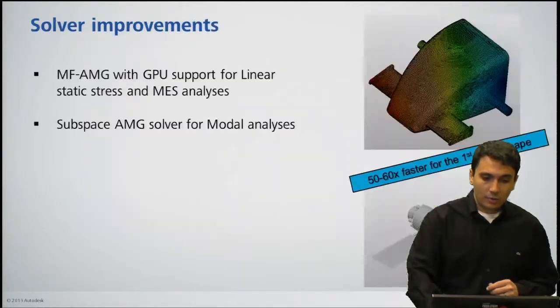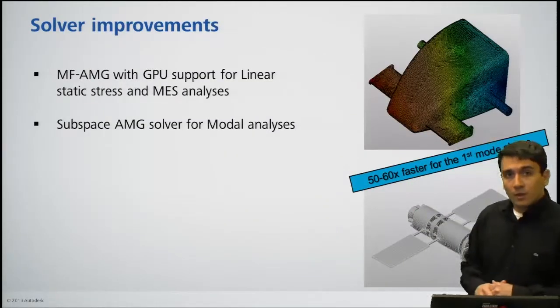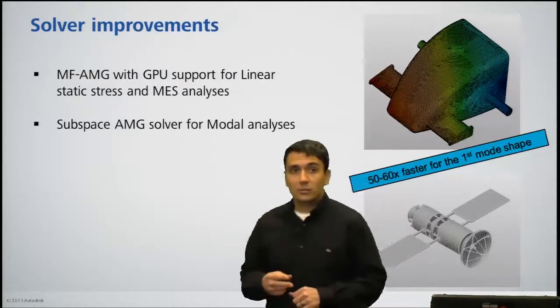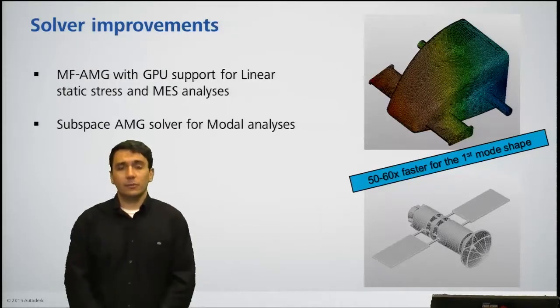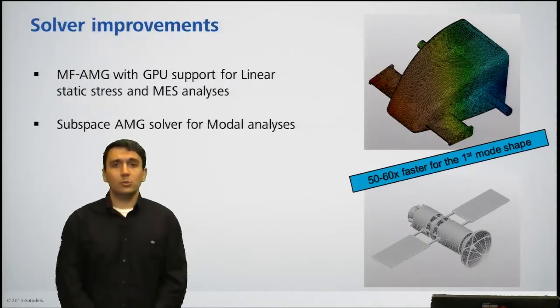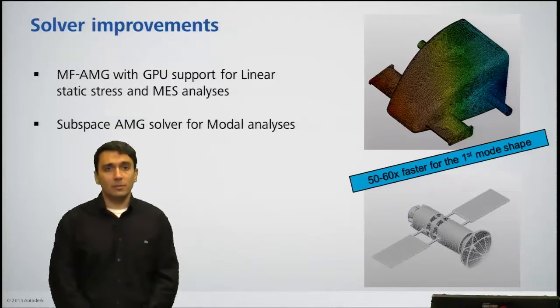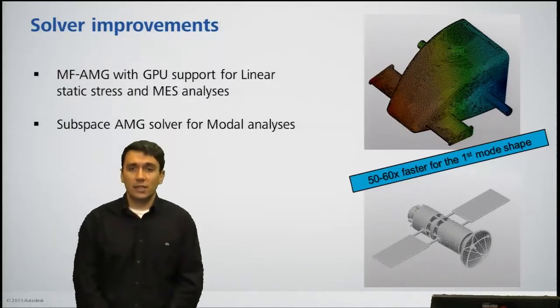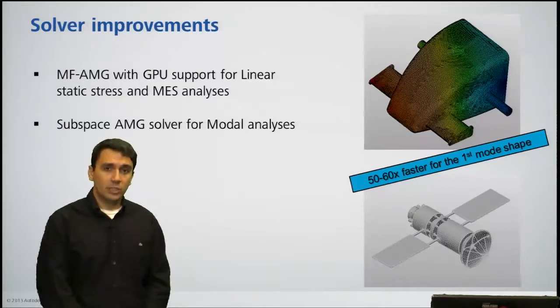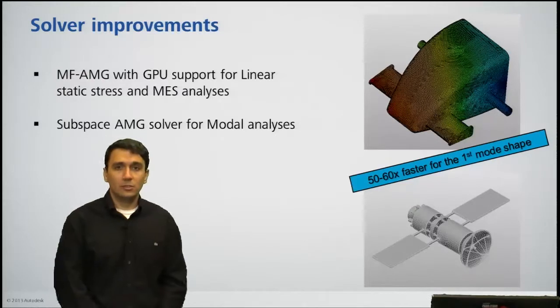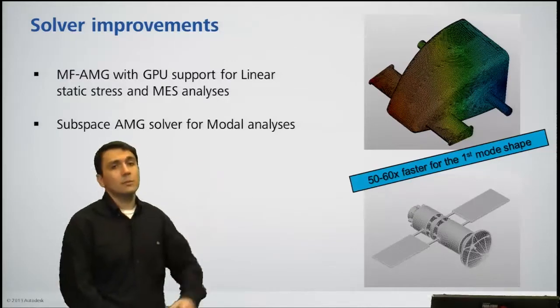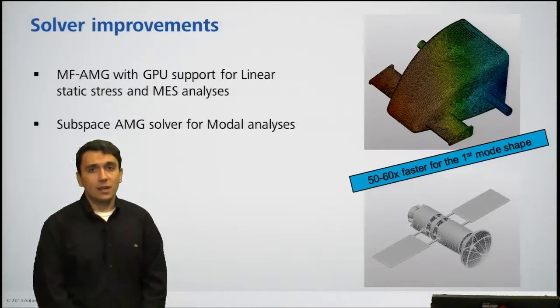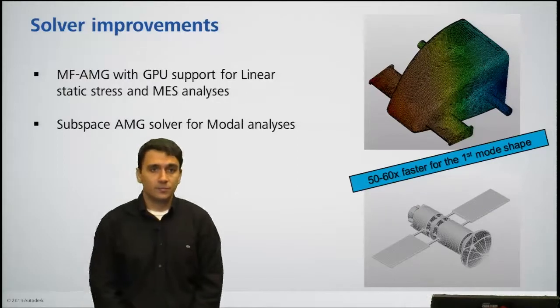Let's move on to our solver-related improvements. In the 2014 version, we've implemented 2 new solvers. The first one is a new AMG solver, and it makes use of NVIDIA GPUs if you have them available, and it's good for linear static stress and MES analyses. For certain machine configurations, this will result in significant solution time improvements on these 2 types of analyses. This new solver is only available for Windows and is not supported for Linux at the moment.